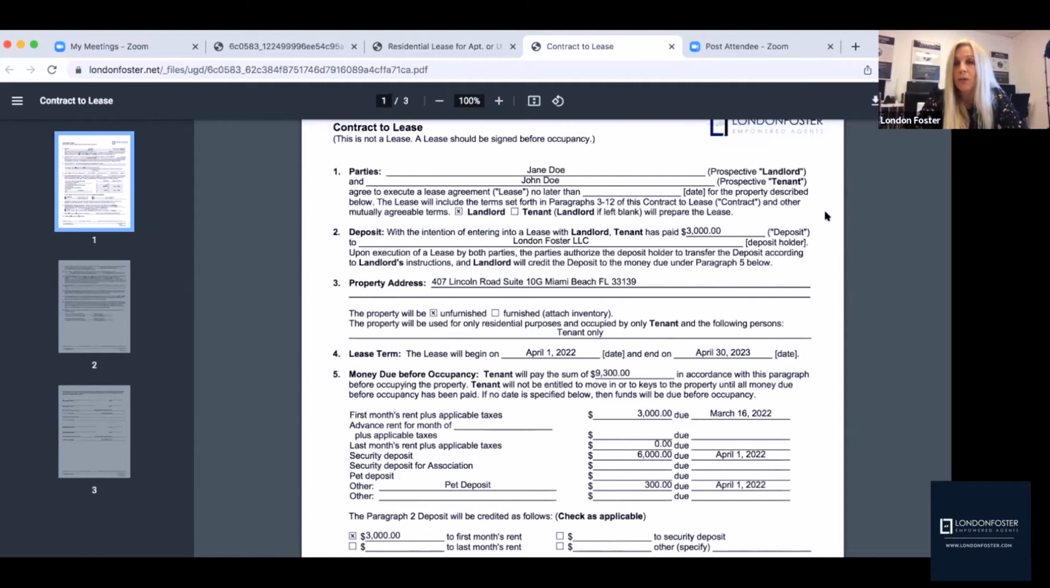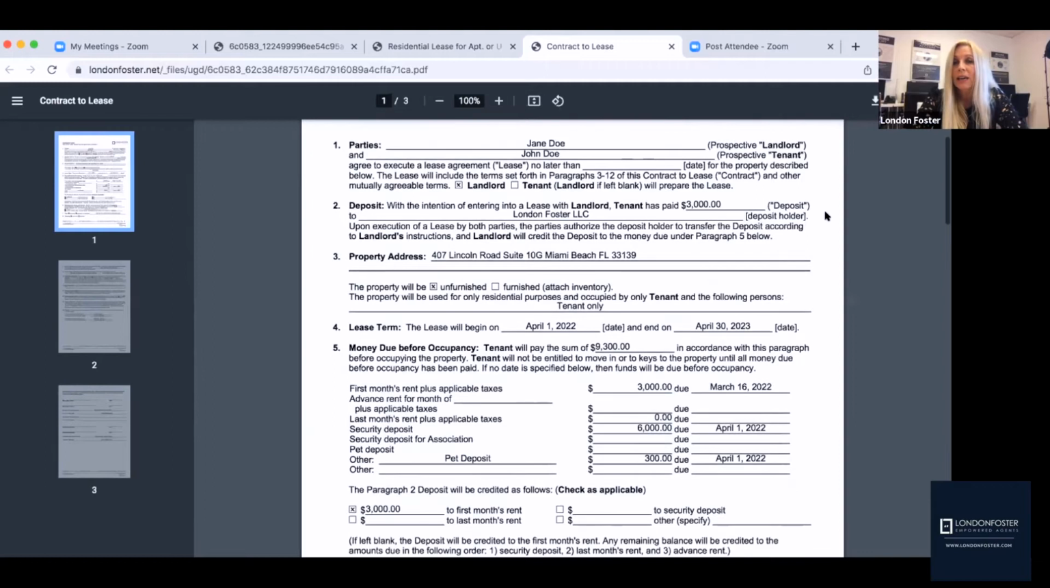Generally, overall, the listing agent will prepare the lease. If you have the opportunity, I like to do my own leases if I have either the landlord or the tenant. But usually when you give this contract to lease to the listing agent, he or she will want to prepare their own lease.